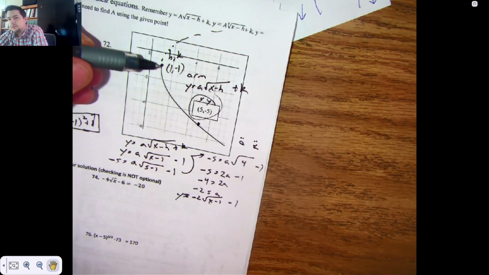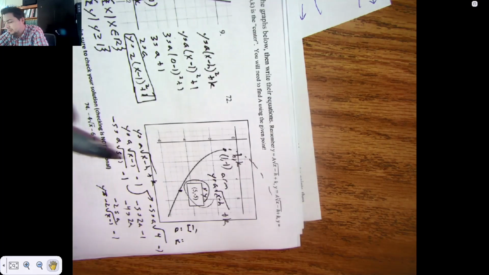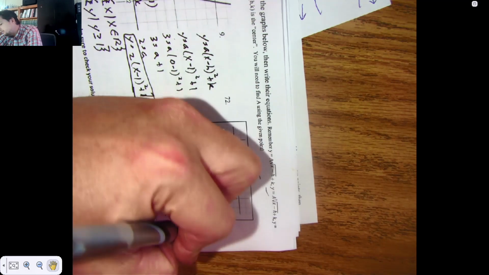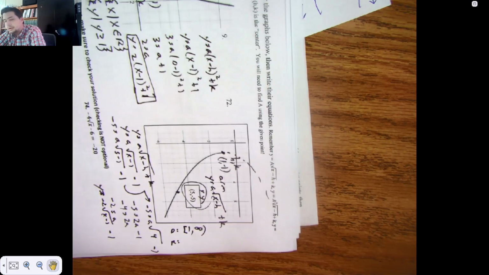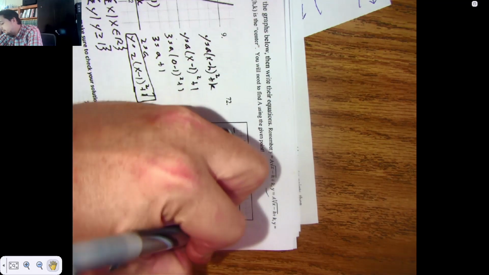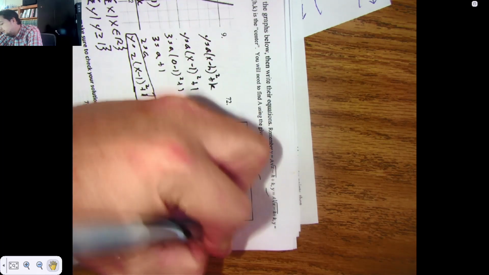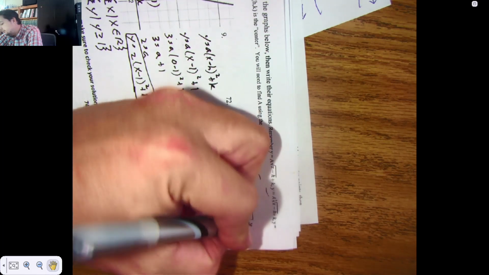Talk about my domain here. This thing started at 1 and it moves right forever. And 1 is a valid thing that this thing can handle. Because if you plugged in a 1, you'd be taking the square root of 0, which exists at 0, contrary to what some people believe. That's as an interval. If you like set builder notation, all values of x such that x is greater than or equal to 1.